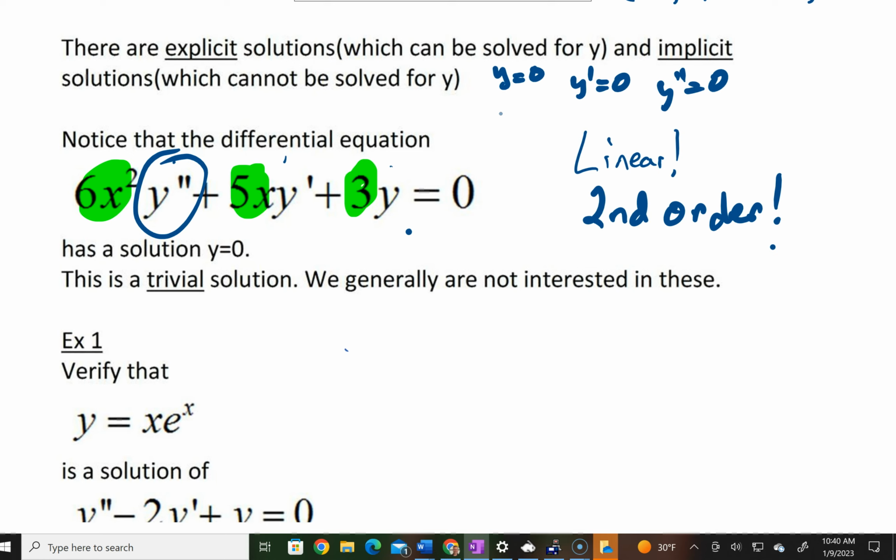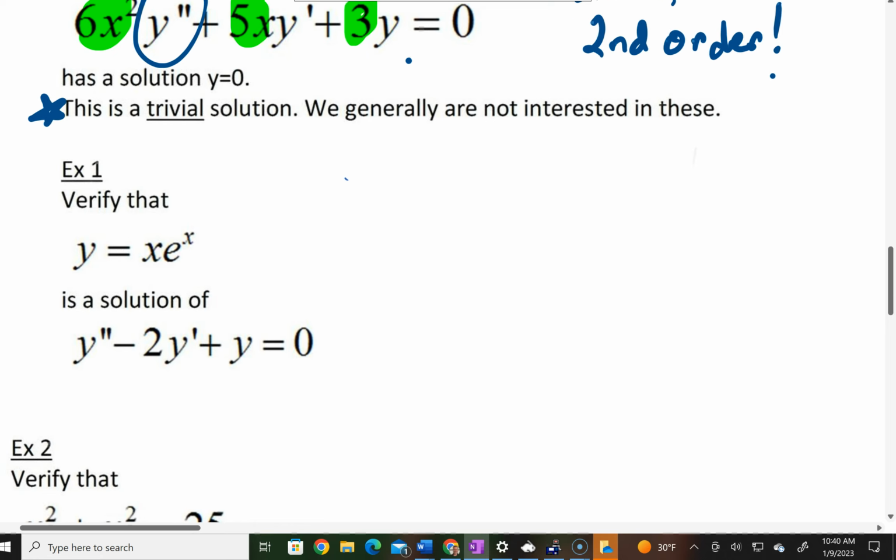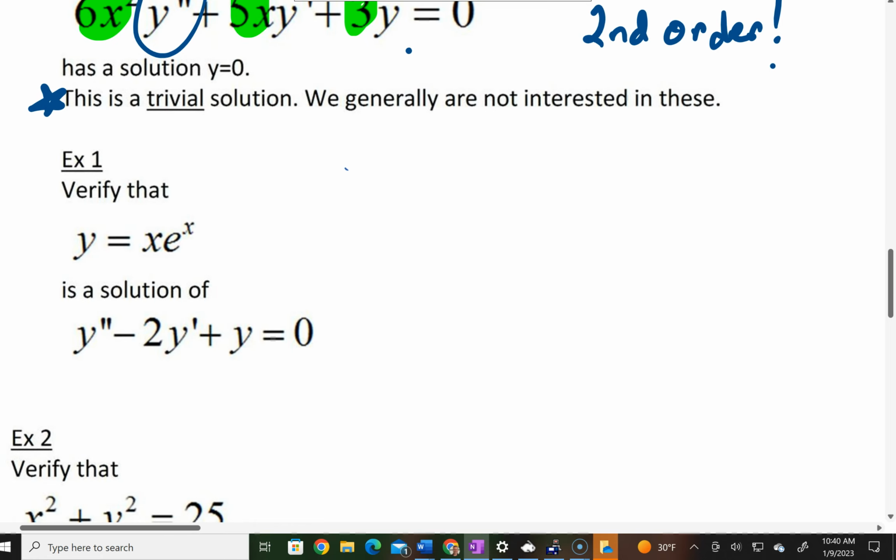Now, this is known as a trivial solution. We're generally not too interested in them. It's almost like, yeah, of course that works. y equals 0 is going to work. We're going to be more interested in other answers down the road. But it's important for you to mention and to see that you could get what's called a trivial solution. It's still a valid solution.